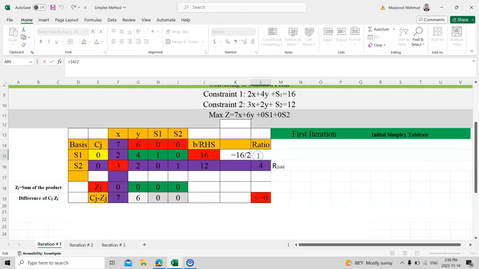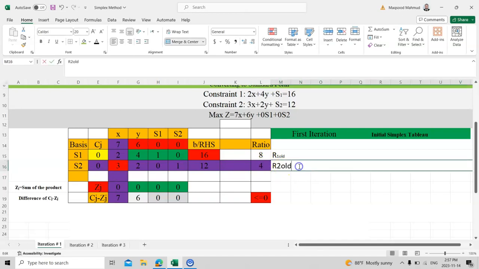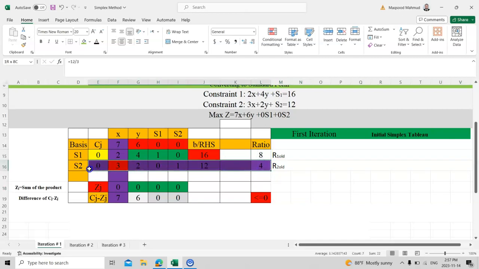Then we find some ratios. How do we find the ratio? The right hand side is divided by the pivot column value. With the pivot column value 12, the corresponding value is 2, so we got this one. Similarly, for the next, the right hand side value 12 is divided by 3, so 3 is that value. Now we need to find the pivot row as well. The pivot row is the lowest ratio. So 8 is higher and 4 is the minimum value, so that becomes the pivot row.